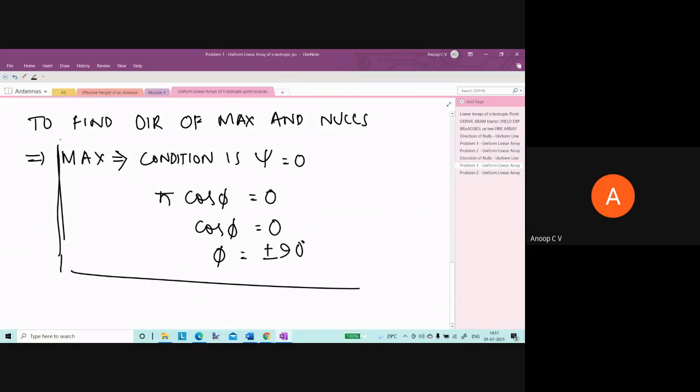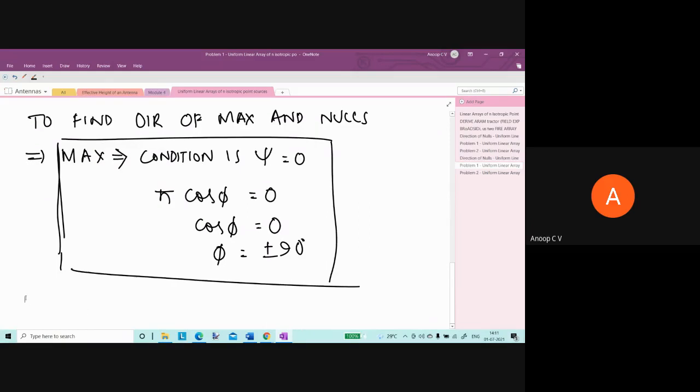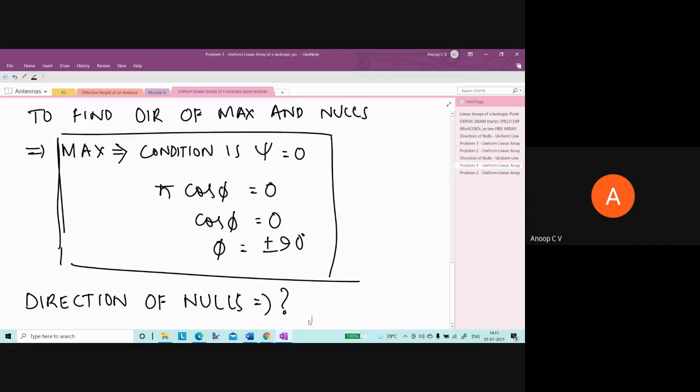We know that, but we should find the direction of minima or nulls. We should find the direction of nulls. How to find this out? How to find this direction of nulls?